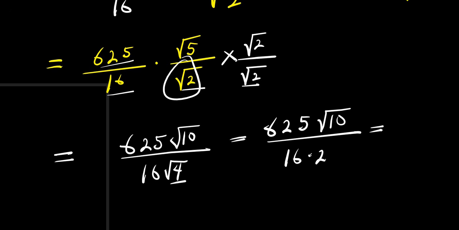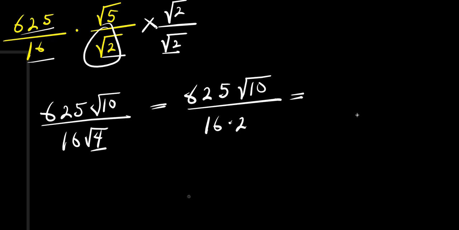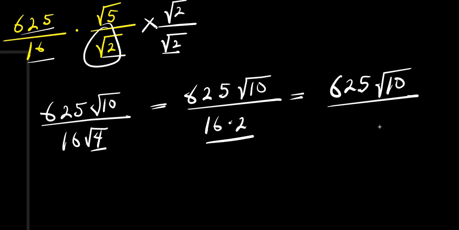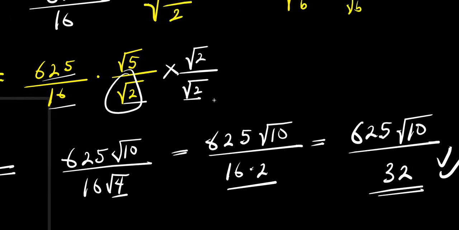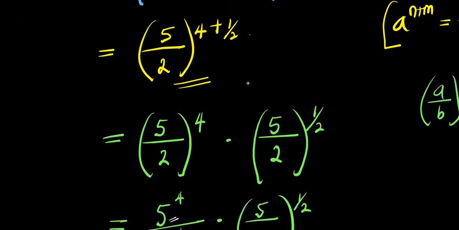And this will give you 625 root 10 divided by 16 times 2. This is 32. So this is our answer. There is no number that can divide 625 and 32. So that's why we are going to leave it this way. So this is one method of solving it from the beginning to the end, step by step.